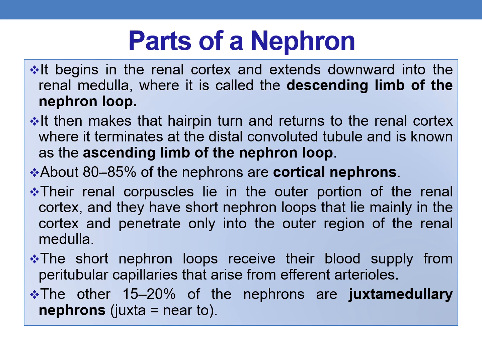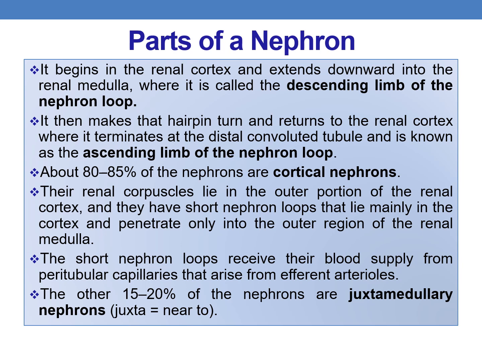About 80 to 85% of the nephrons are cortical nephrons. The renal corpuscles lie in the outer portion of the renal cortex and they have short nephron loops that lie mainly in the cortex and penetrate only into the outer region of the renal medulla. The short nephron loops receive their blood supply from peritubular capillaries that arise from the efferent arterioles.